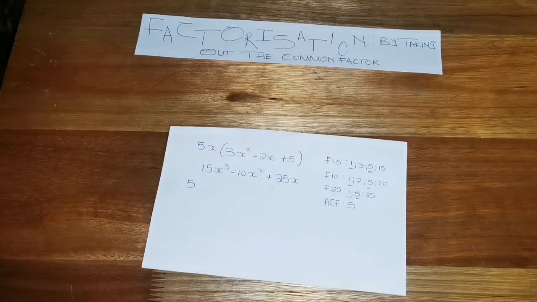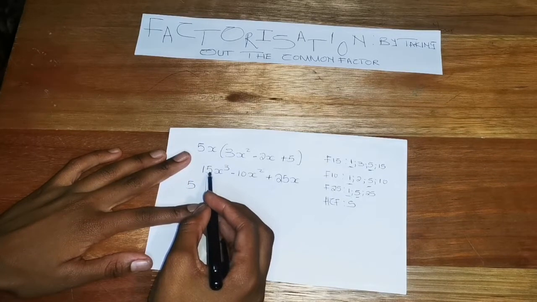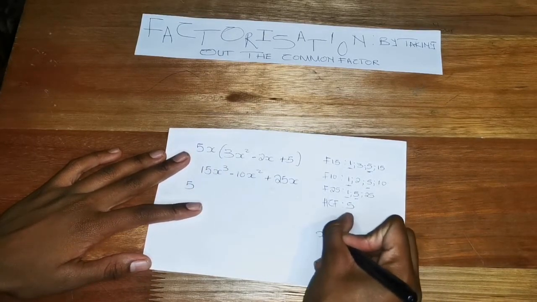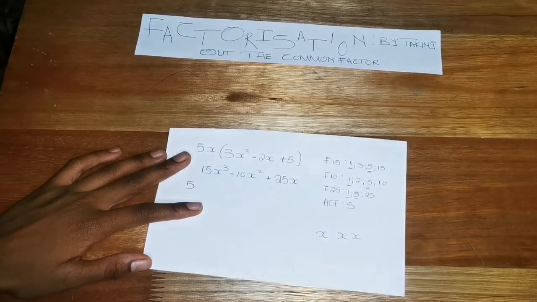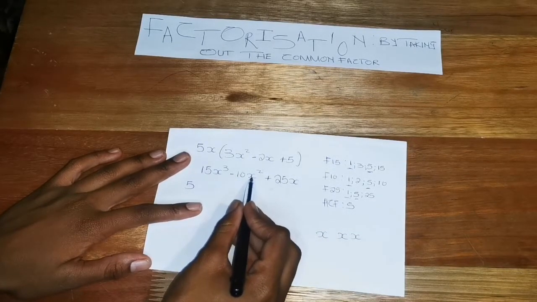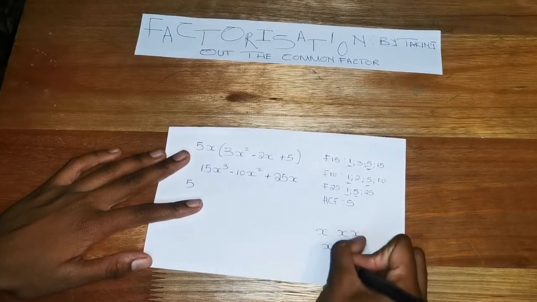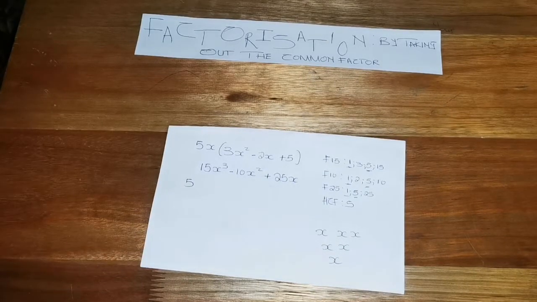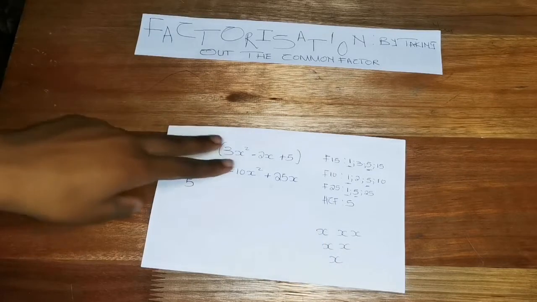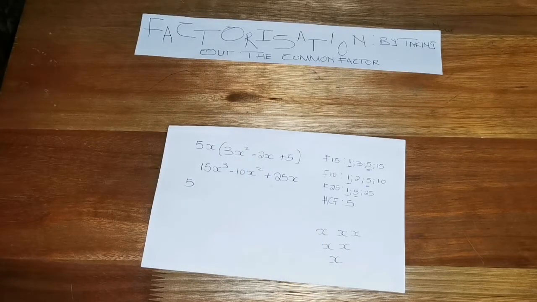And then we're moving to the variables. My teacher advised us to take the least variable. It's the highest common variable. I'm saying so because, as you can see, at 15x cubed we have 3 x's, and then at this second term x squared we have 2 x's, and then this last term we have 1 x. So which x's are common? Only 1 x is common in the three terms. So that's why my teacher said the variable with the least exponent is the highest common factor.